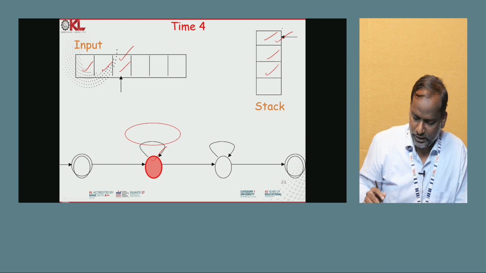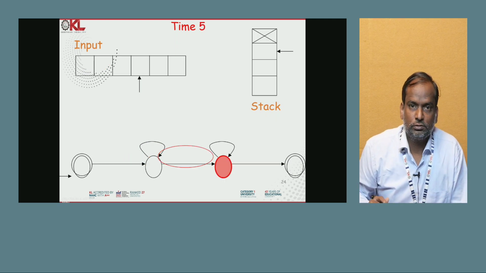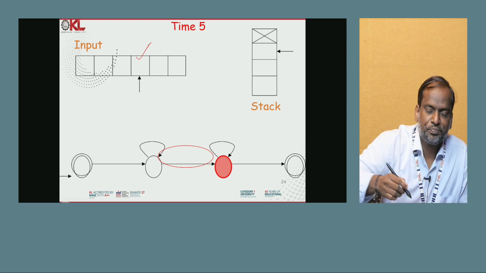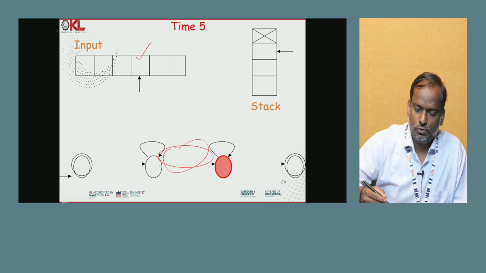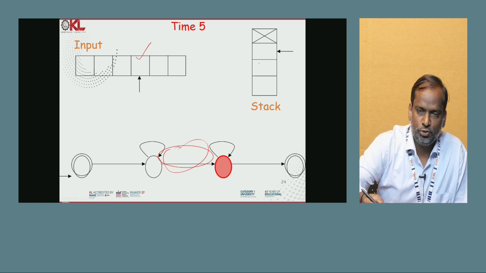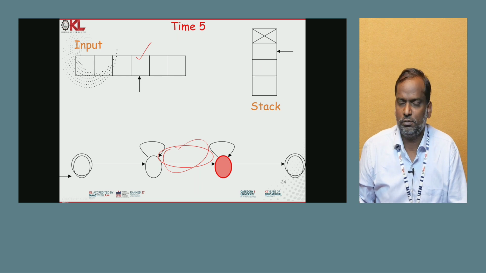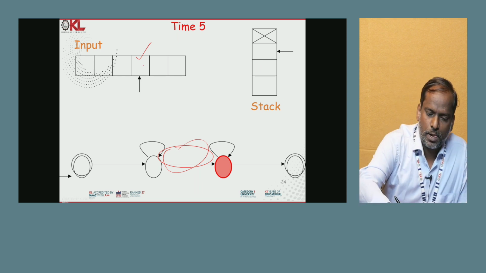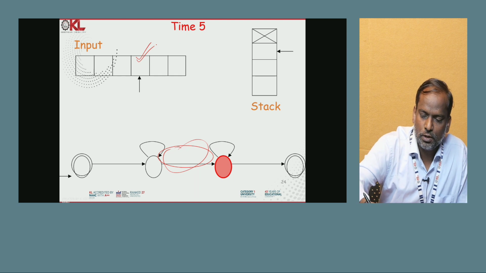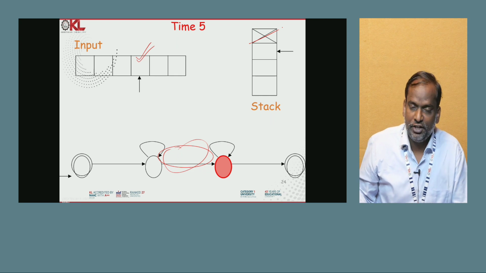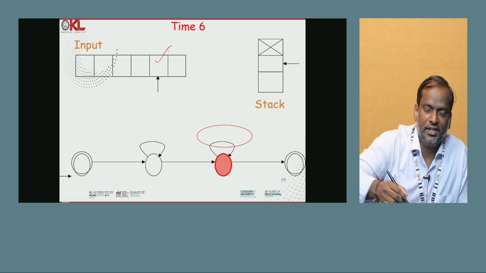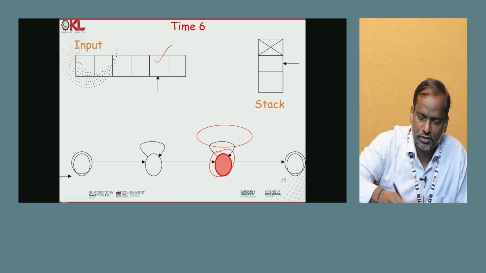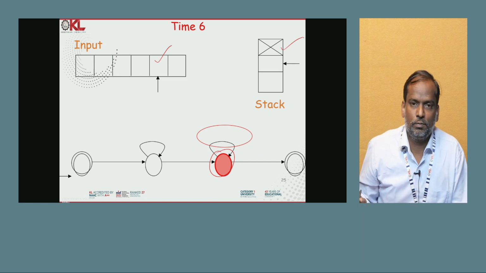Now again at time 5, it will consider the current input and the transition. Based on this, it can do a push, pop, or no change. Now if it reads this symbol, it is a pop. It will remove an element from the stack. It is performing a pop operation. Now again read the next input symbol, consider the state, then do the pop action. Now it is popped from the stack.